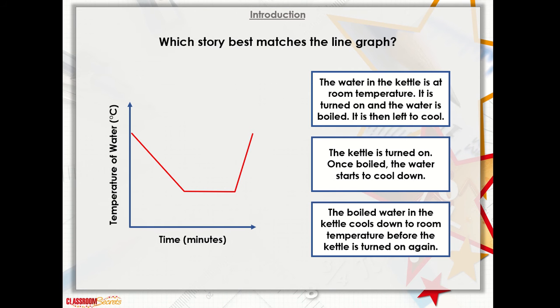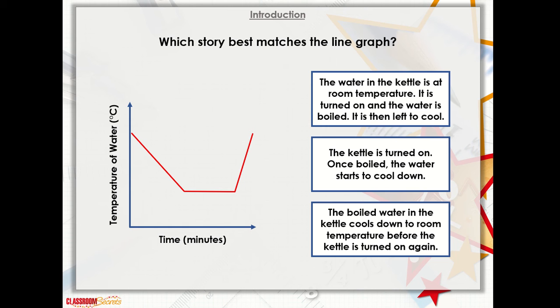So our first introductory question: which story best matches the line graph? Well, I need to have a look at this line graph very carefully to understand what it is showing me. And I've got the time in minutes along the horizontal axis, the x-axis, and I've got the temperature of the water in degrees C on the vertical axis, the y-axis. I can see my red line starts quite high up on the temperature scale, and it goes down. So the water is getting cooler, and then it levels off, and then it starts to rise again.